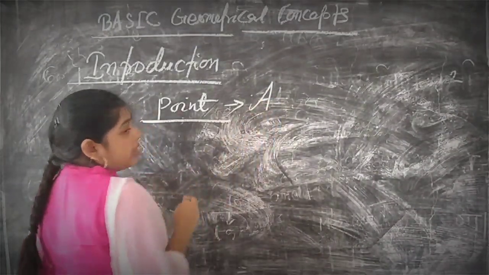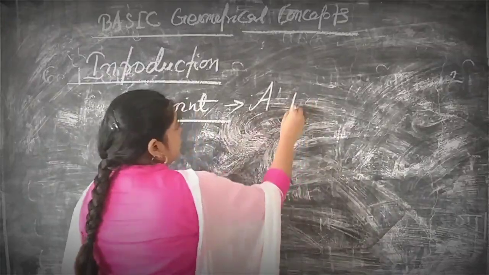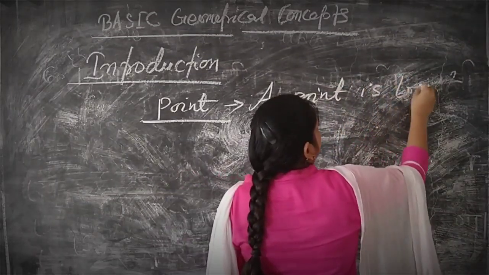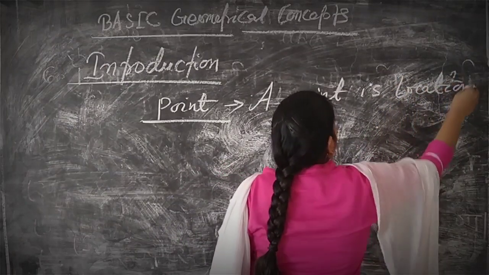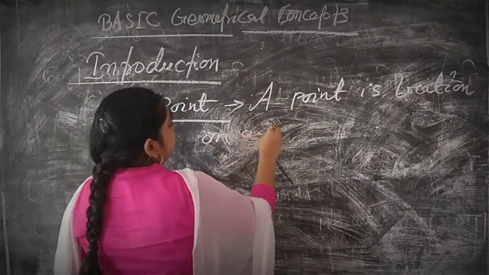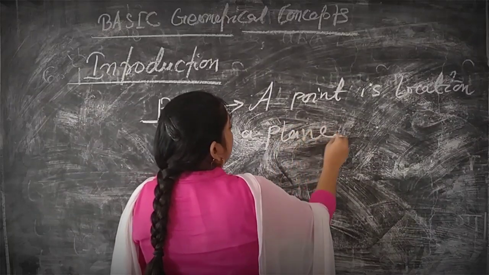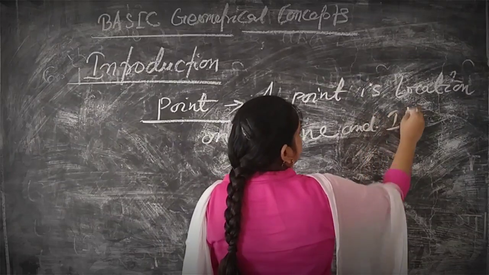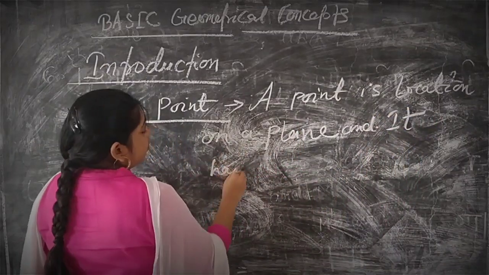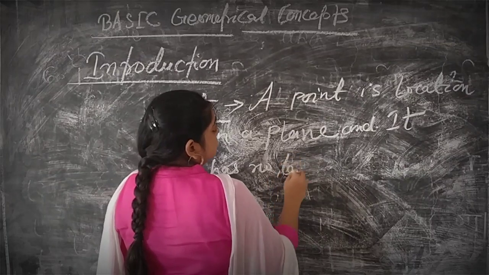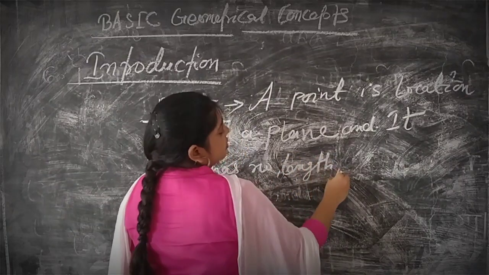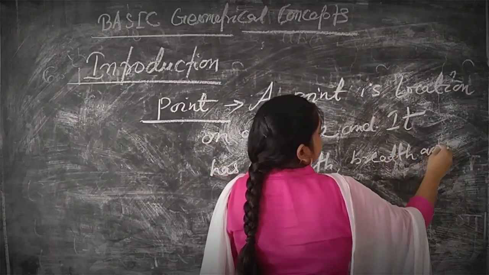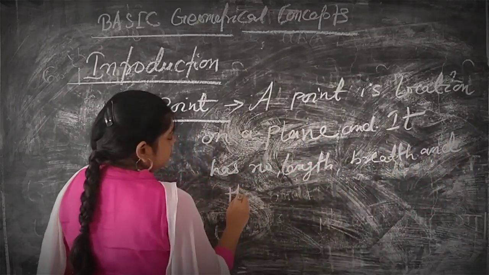Now write the definition of a point. A point is a location on a plane. It has no length, breadth, and thickness.